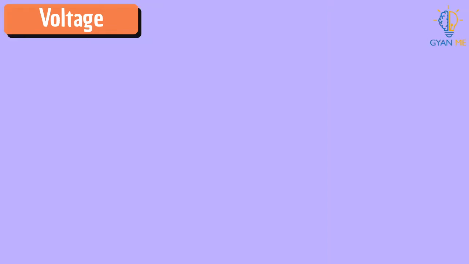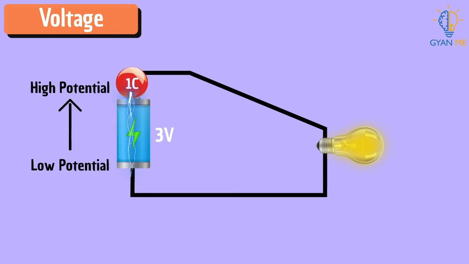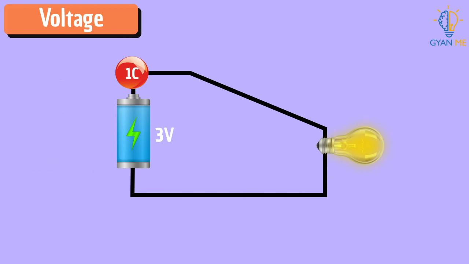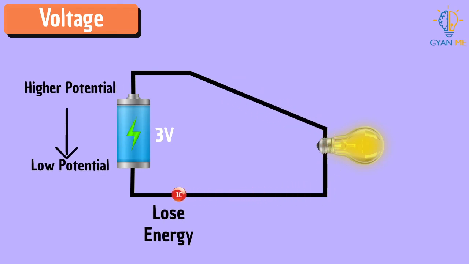For example, if we say that the potential difference between two points in a conductor is 3 volt, that means when 1 coulomb electric charge moves from low potential to high potential, it will gain 3 joule of potential energy per coulomb, or vice versa. That is, if 1 coulomb electric charge moves from high to low potential, it will lose 3 joule of energy per coulomb.